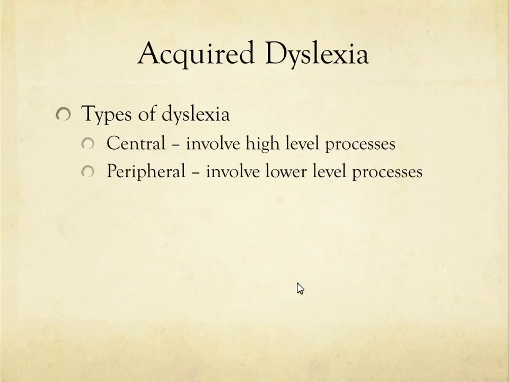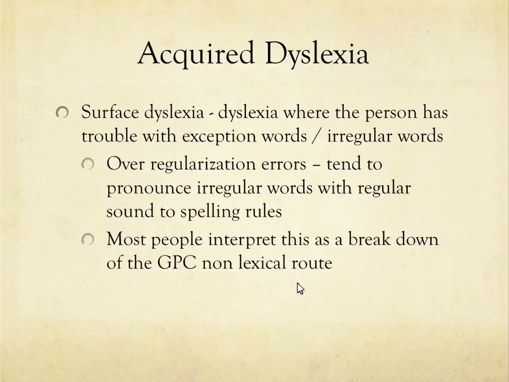The two types are central, which involves higher level processing, and peripheral, which is lower level processing. We'll get into those a little more here. The basic one I want to focus on is surface dyslexia. Just kidding, there's three: surface dyslexia, phonological dyslexia, and deep dyslexia.